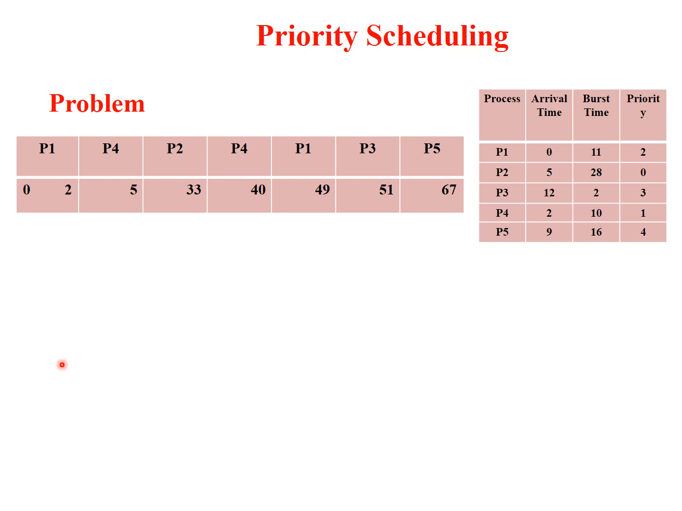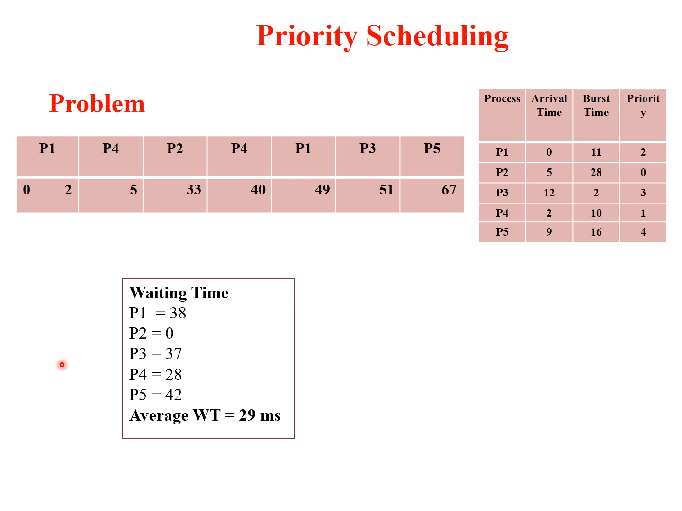Let us see the waiting time and the turnaround time for each process. The waiting time of P1 is 38. This is the period during which P1 was waiting, from 2 to 40. P2's waiting time is 0, since its arrival time is 5 and it started its execution at 5. P3's arrival time is 12 but it begins its execution at 49, so the waiting time is 37.